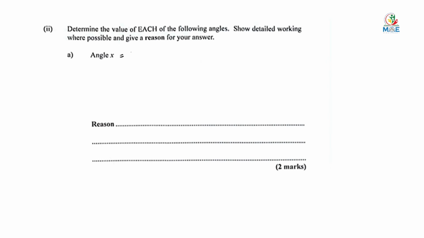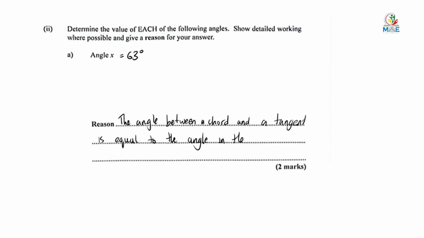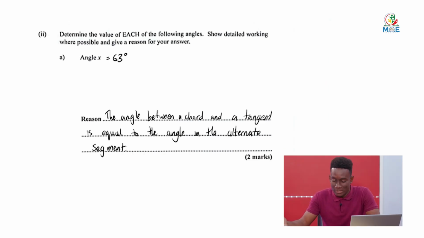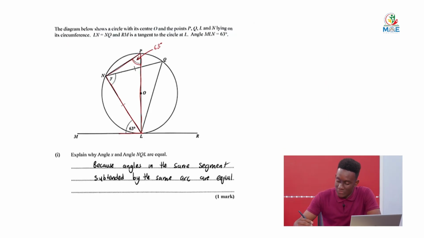So we say angle X is equal to 63 degrees, and our reason would be the angle between a chord and a tangent is equal to the angle in the alternate segment. And 2 marks, nice and easy, 2 marks. So we saw that they just gave us 63, so that means we had to use that angle. We had no other angle to use.